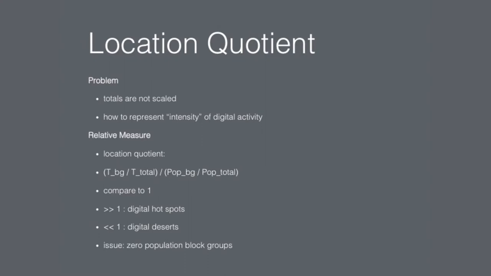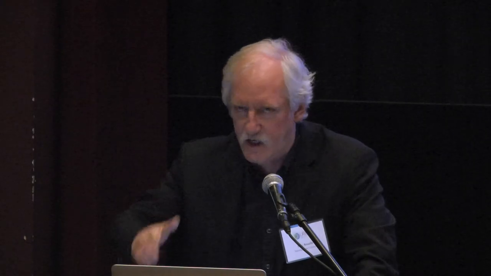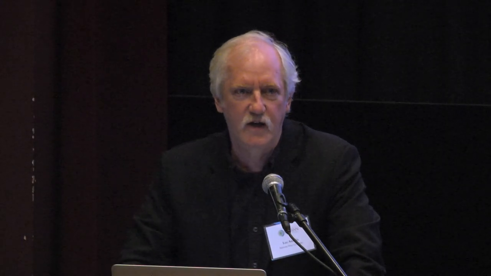If this coefficient is much larger than one, then you're tweeting much more than your population share would allow you, and we call these digital hotspots. And the other way around, we call them digital deserts, because you tweet much less than your population share would allow you to do.